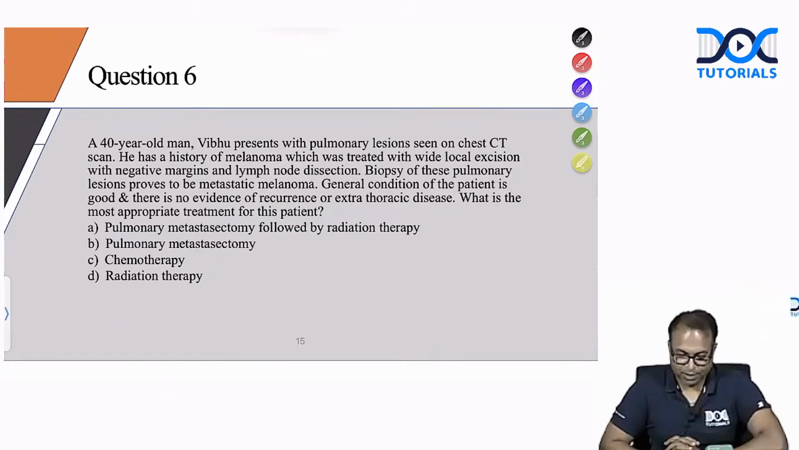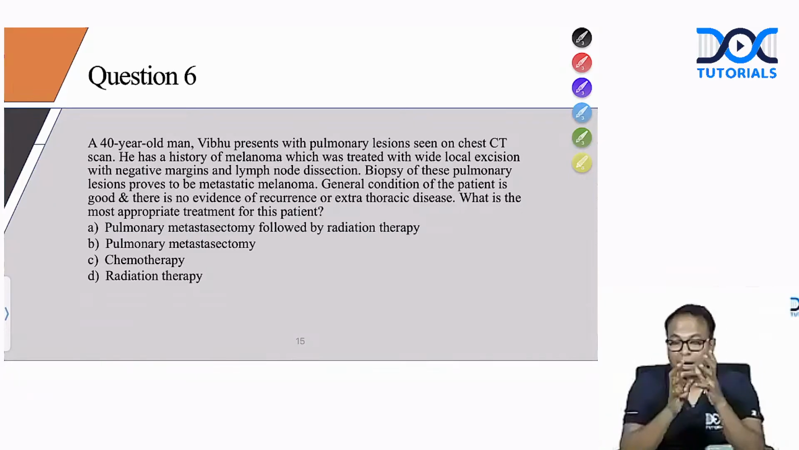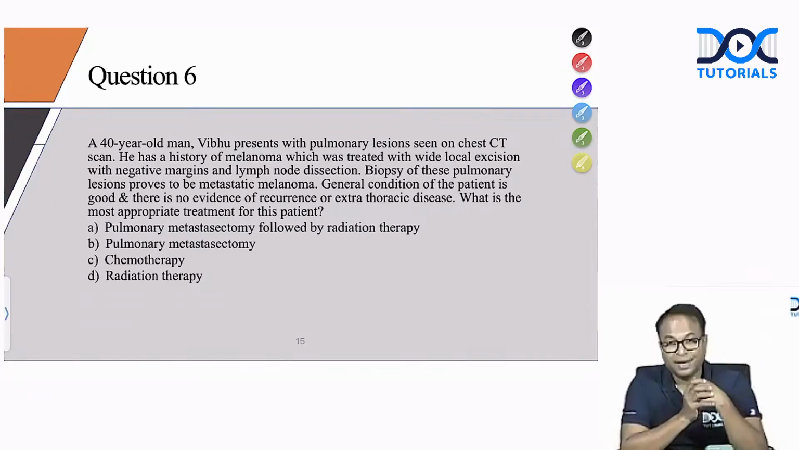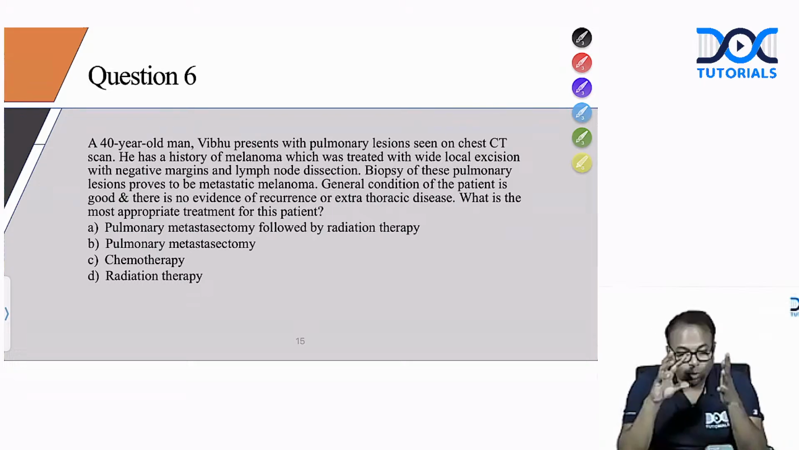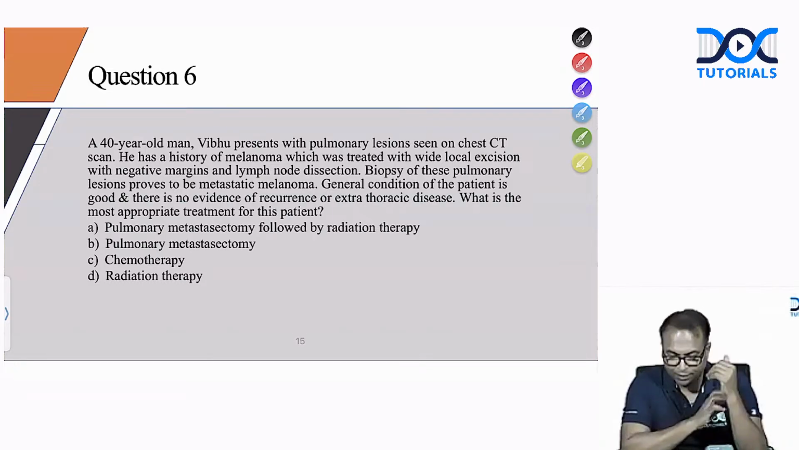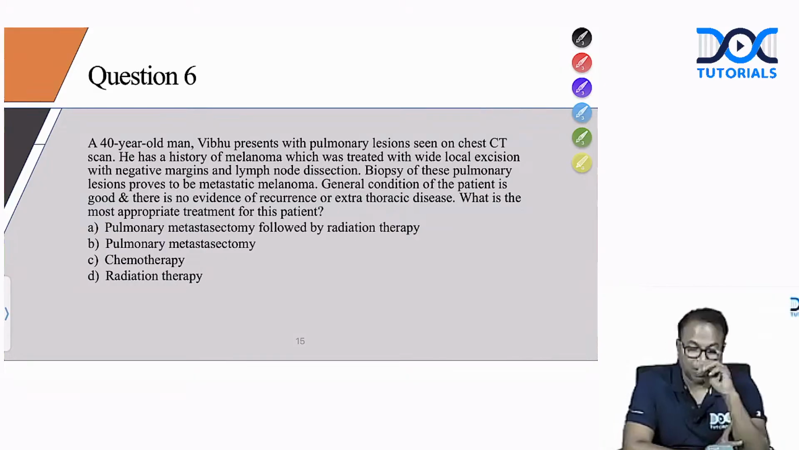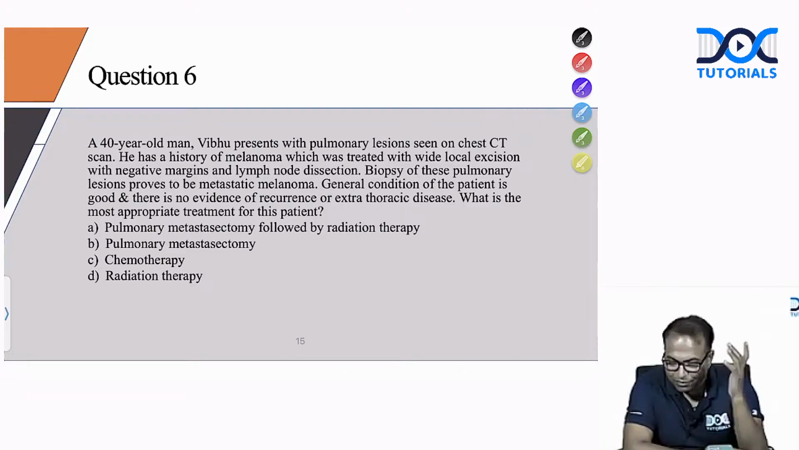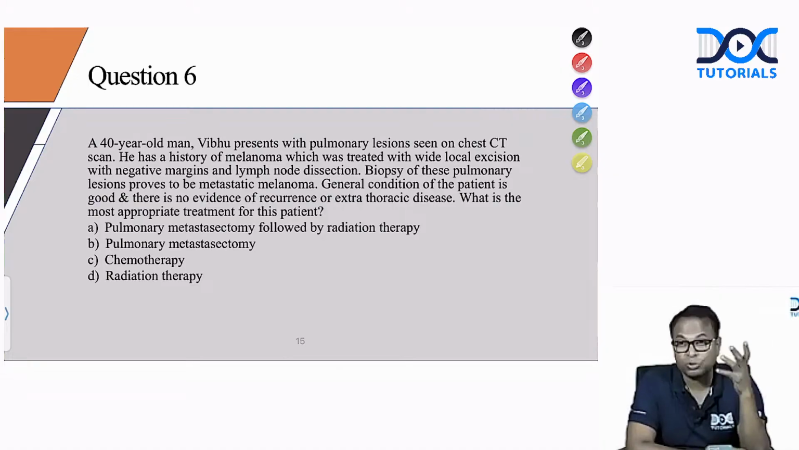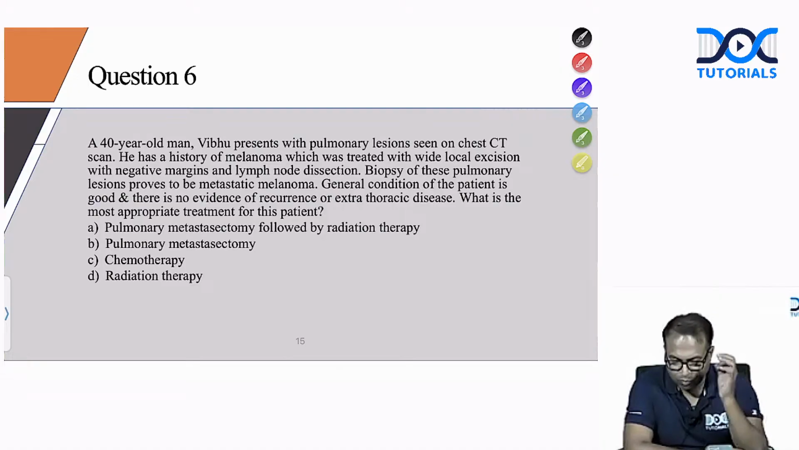Okay, so please read this question. A 40-year-old man presented with a pulmonary lesion seen on CT chest. He has history of melanoma of the skin, which was treated by wide local excision with negative margins and lymph node dissection. Biopsy of these pulmonary lesions turned out to be metastatic melanoma. General condition of the patient is good. There is no evidence of recurrence or any extrathoracic disease. What is the most appropriate treatment for this patient now?